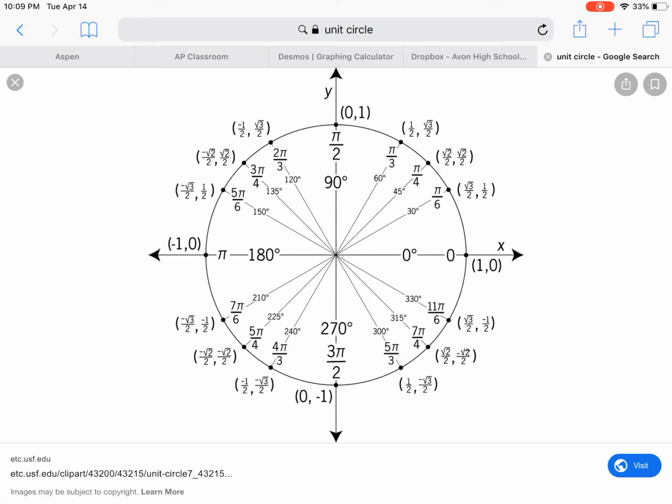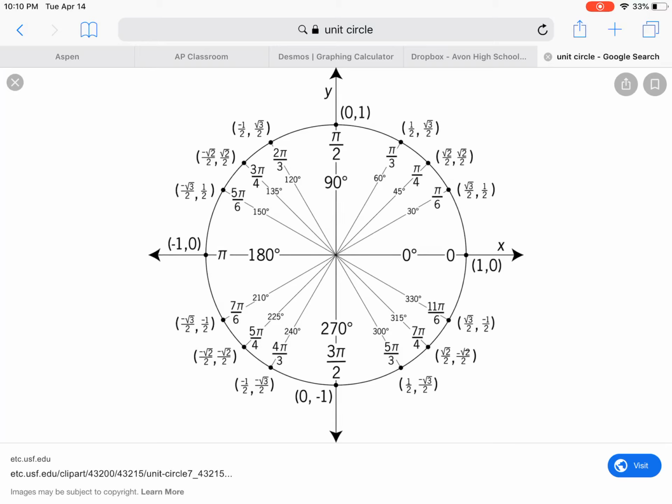So right off the bat, the only values you should be focusing on are pi over 4, 3 pi over 4, 5 pi over 4, and 7 pi over 4. Now the reason why is, think about it. Since tangent is equal to y over x, we want both the y and x values to be the same, because when we divide them, we want 1, right? When you divide a number by itself, you get 1.